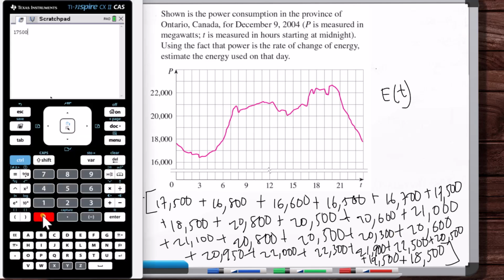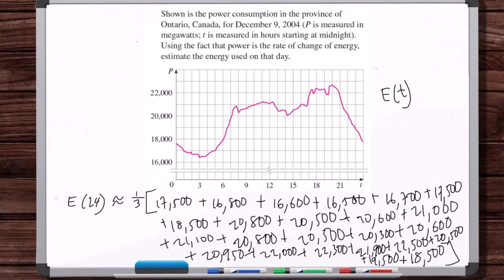All right, so let's add this up, divided by 3. 158,150. These are megawatts, so megawatt hours. This is 158,150 megawatt hours, the amount of energy used in this day.